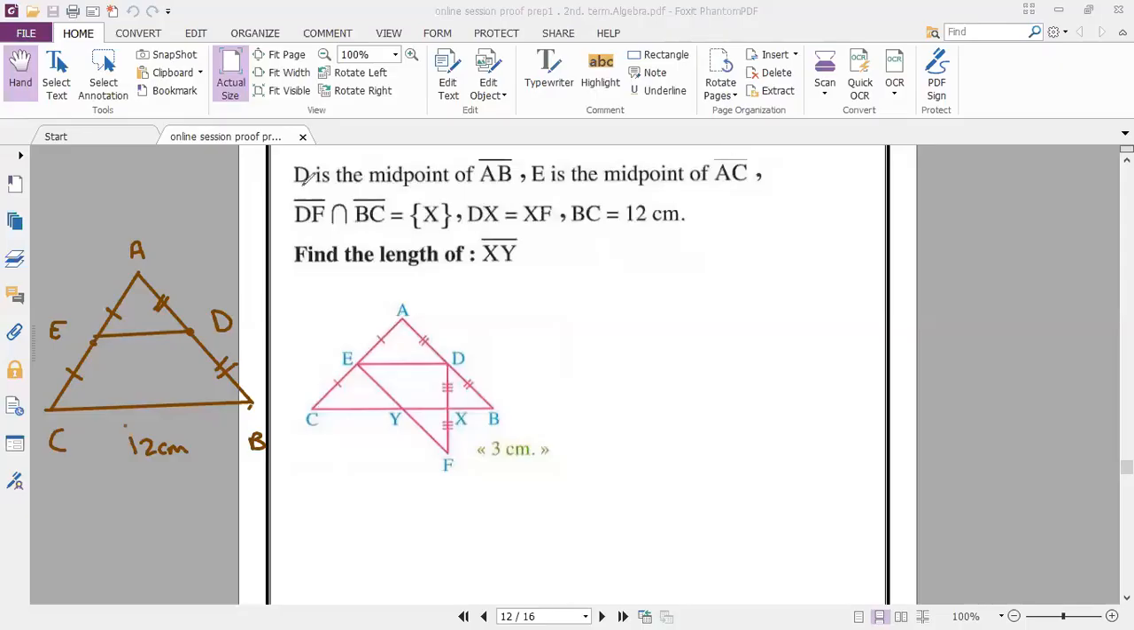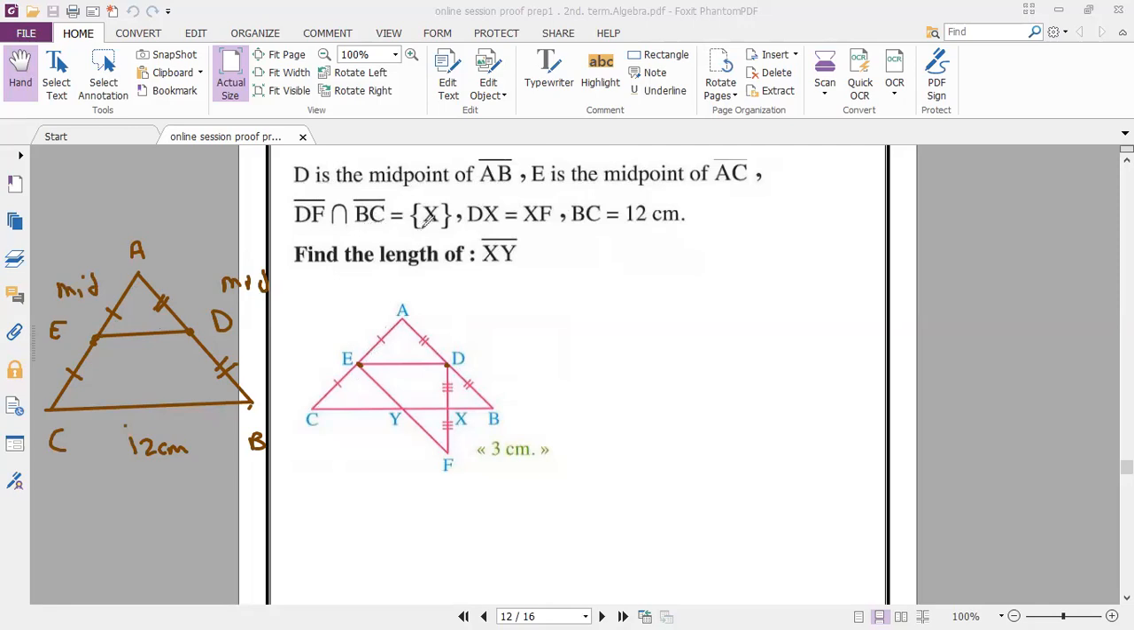In this example, D is the midpoint of AB, as you see here. Just read and focus on the drawing. D is the midpoint of AB and E is the midpoint of AC. Okay, so we have midpoint and midpoint. Let's analyze it here. I've drawn only triangle ABC, and here D is the midpoint and E is the midpoint.